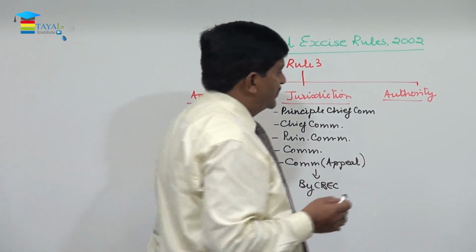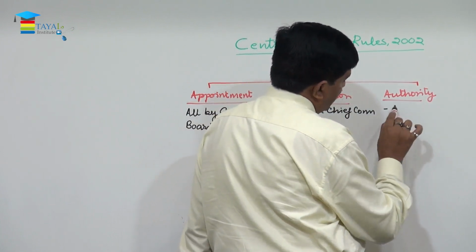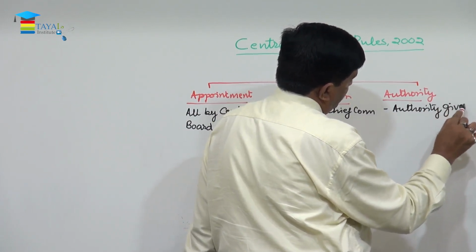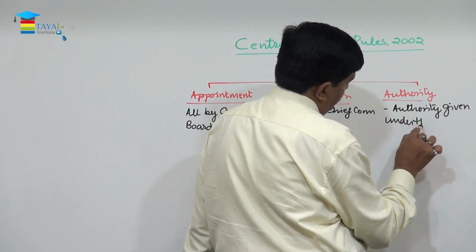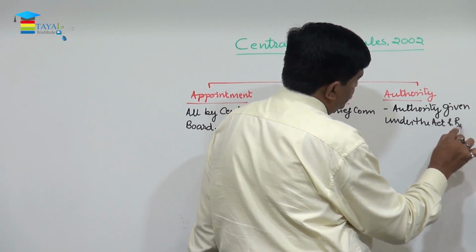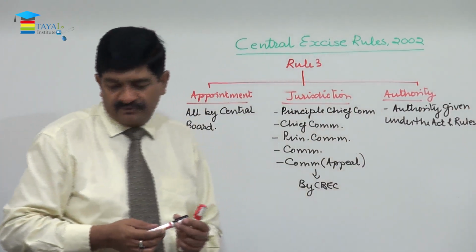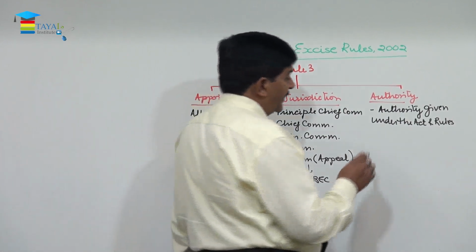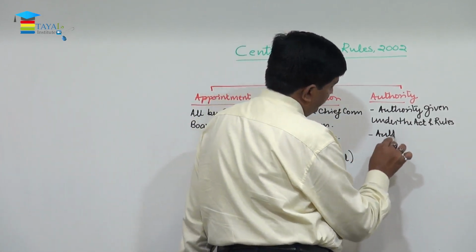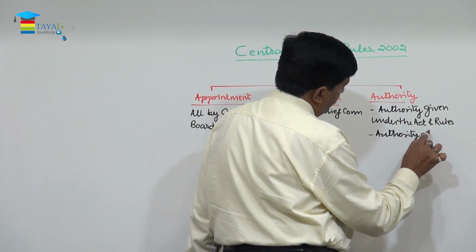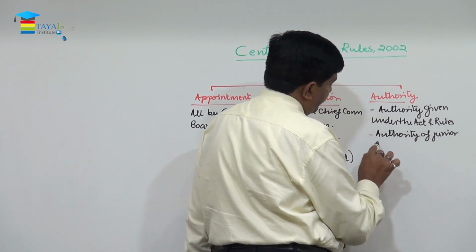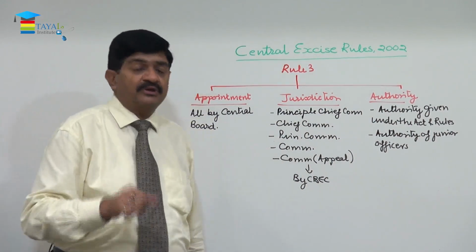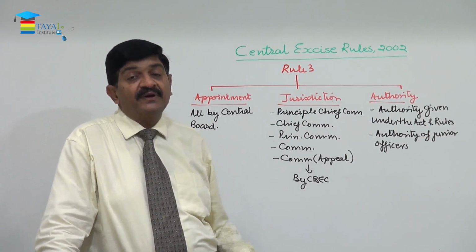As far as authority is concerned, number one, authority given under the Act and rules. What authority can be exercised by the officers? So whatever authority has been given to them under the Act or the rules, that can be exercised by the officers. Then, authority of junior officers. So whatever authority is vested in the officer, he can exercise all those authorities, and he can also exercise the powers of his subordinate officer.